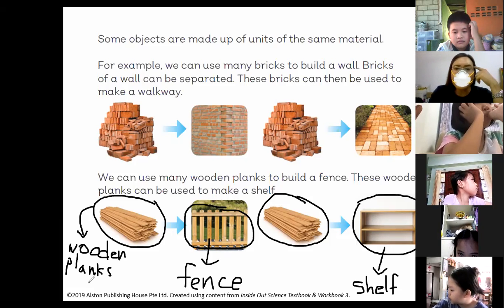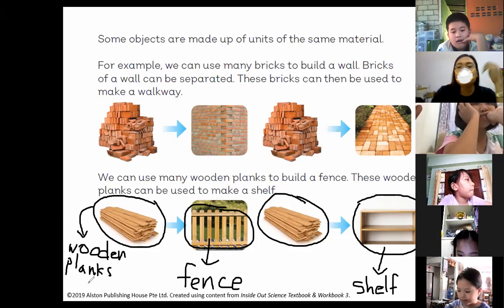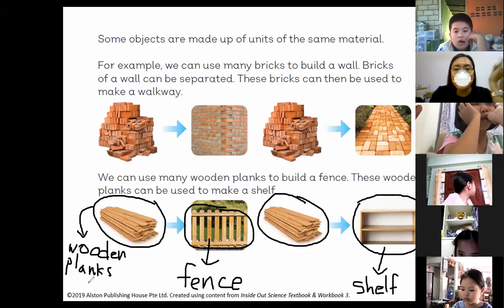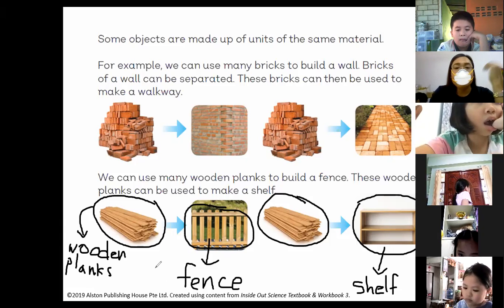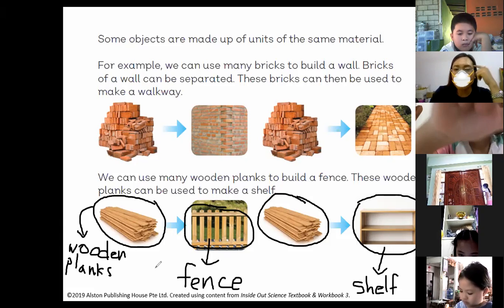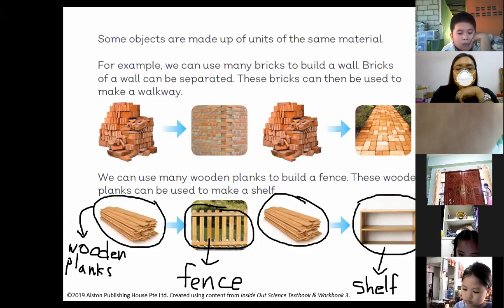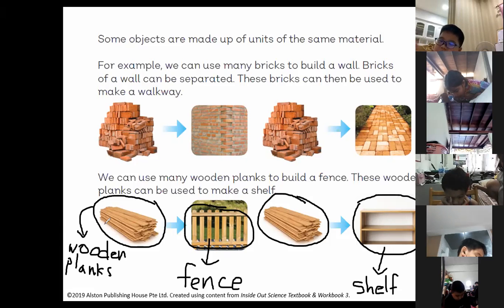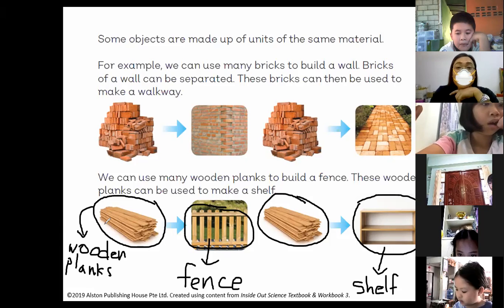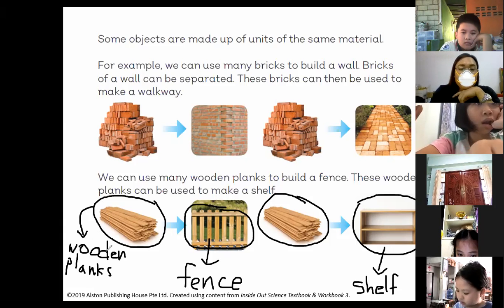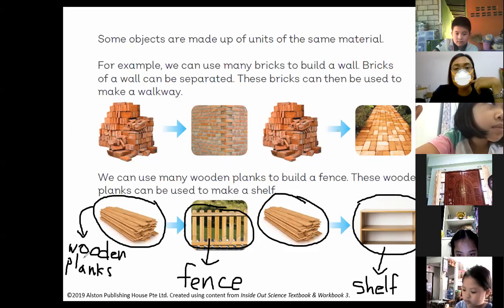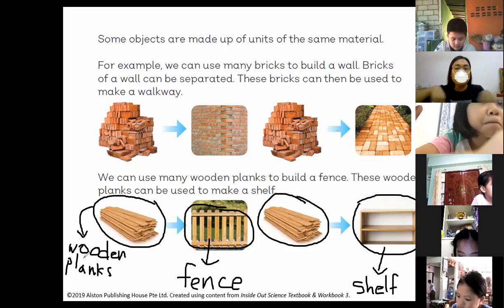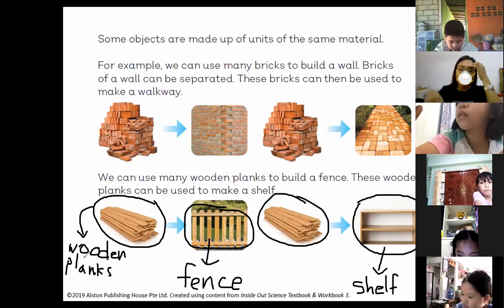What else? There's a lot. What else? Chair, table, window, door, bed. Bed. Very good. Bed, fence, shelves. What else? Think. Oh, you can also make a toy. Yes, you can use wooden plank to make a toy. Or you can also use this to make a box. Box, right? You can also make a box. What else?